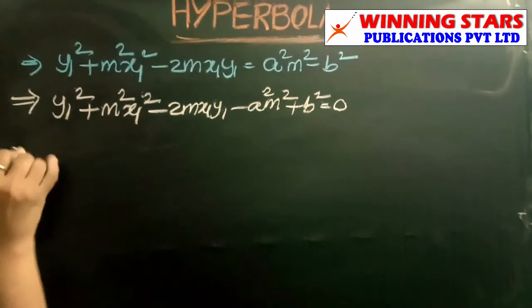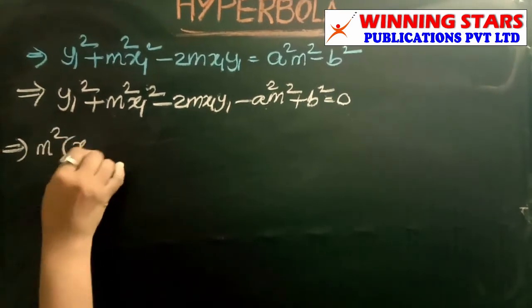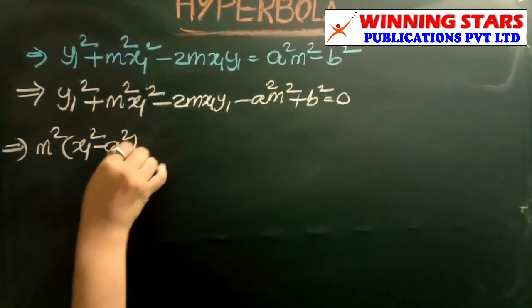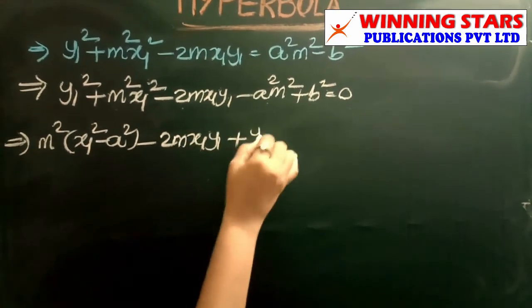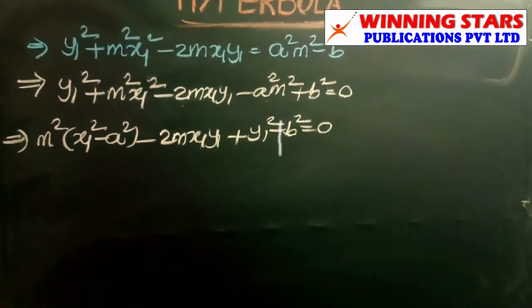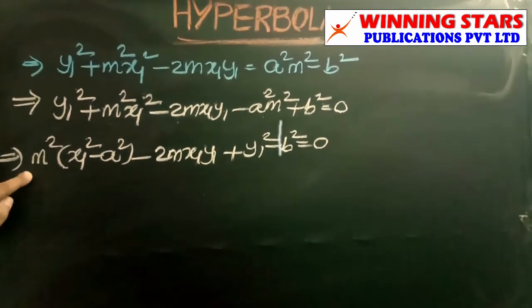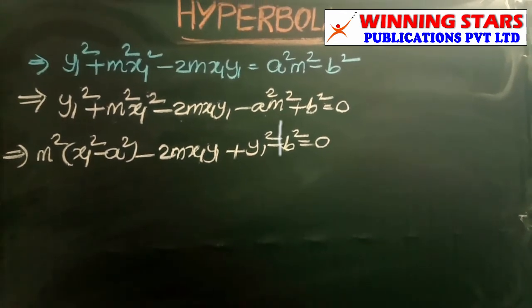That implies, now taking m² common from the second and fifth terms, m²(x1² − a²). Next writing the m term, that is −2mx1y1. Next writing the remaining terms, which are y1² − b² = 0. Now clearly this is a quadratic equation in terms of m. So we take that m1, m2 be the roots of this equation.